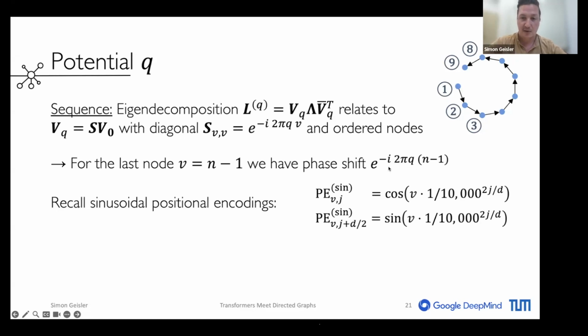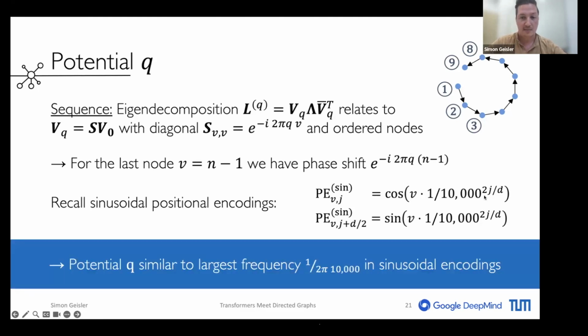And this is basically what we had earlier. We have again a node position and we multiply it by some frequency 2 pi q. This is the very same as in positional encodings, right? There we have node positions and we multiply them by some frequency. Here in the case of the magnetic Laplacian, we just have a single frequency in terms of q at least. We can just choose one, and therefore q plays a similar role to the largest frequency in the sinusoidal positional encodings. So up to adding this 2 pi factor, we have a very similar relationship to this 1 over 2 pi 10,000 as in the sinusoidal positional encodings.